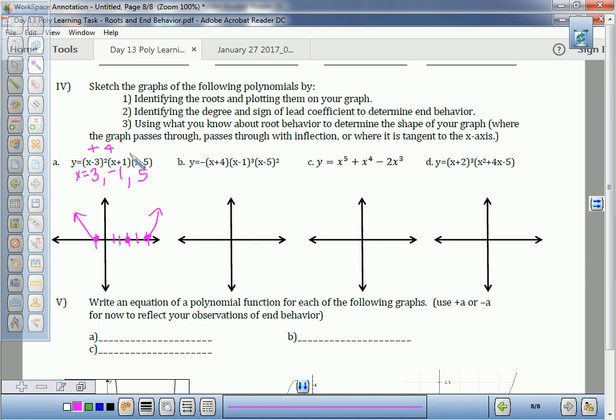Okay, at -1, it's to the first power, pass through. At 3, it's to the second power, hit and bounce. At 5, it's to the first power, pass through. That's the process for all of these.